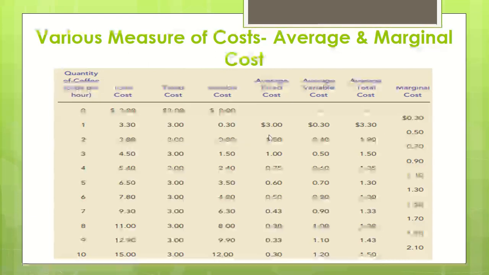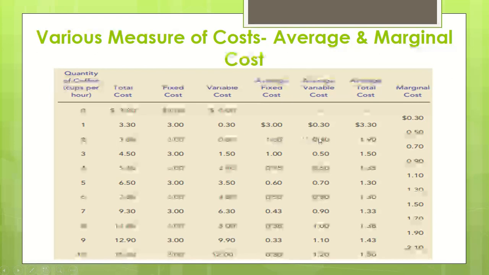Again, if we look at average fixed cost, here it is $1.50. That means it comes by dividing fixed cost by the quantity. That means fixed cost divided by quantity. In this case, the fixed cost is 3 and the quantity is 2. So dividing 3 by 2, we get 1.50, that is the average fixed cost.